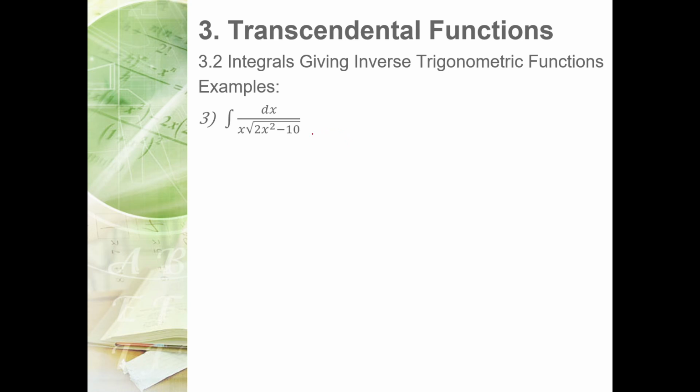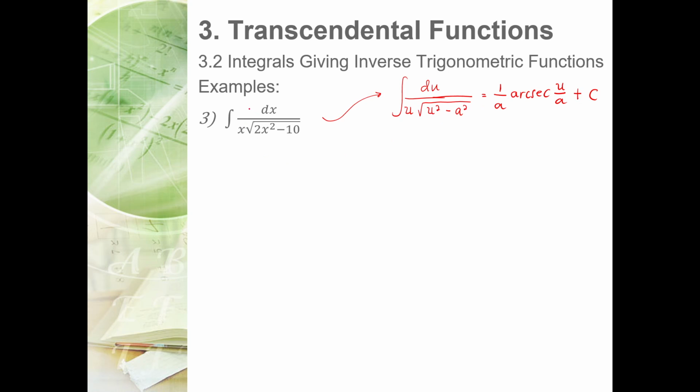If you observe the equation, it looks like the arcsecant equation. That's u square root of u squared minus a squared. The answer for this one is 1 over a arcsecant u over a plus c.